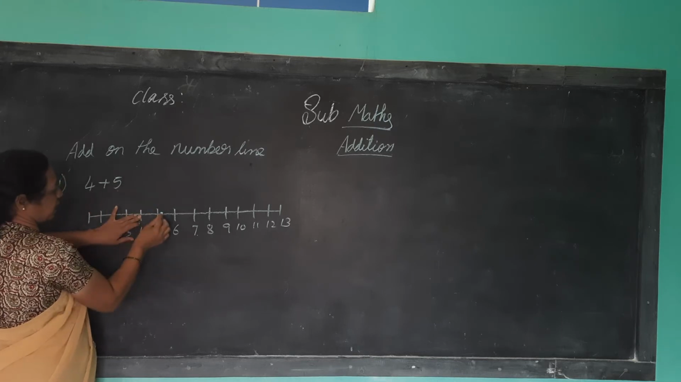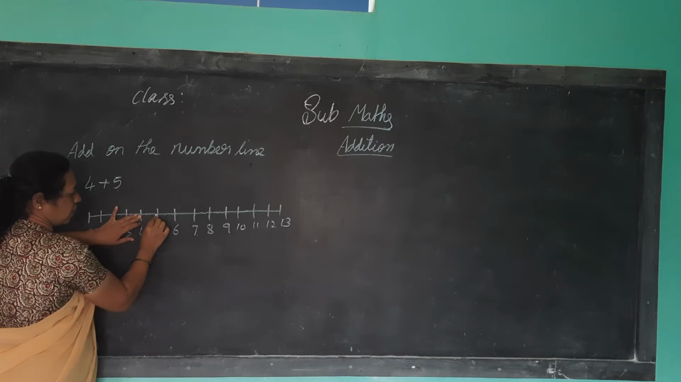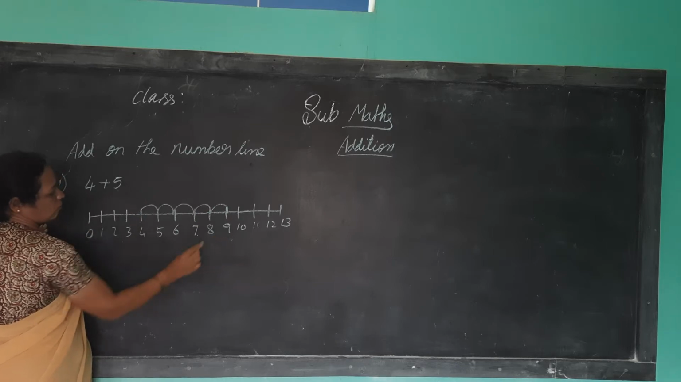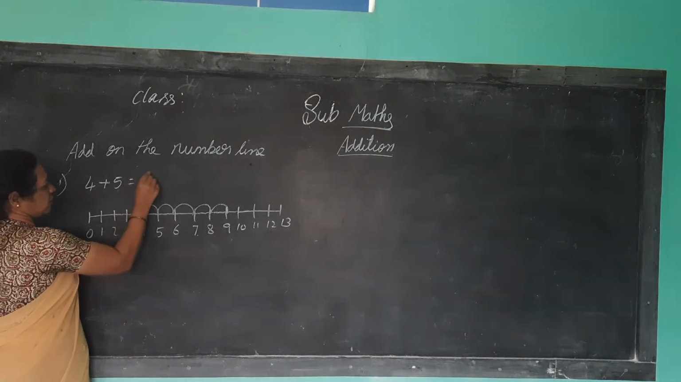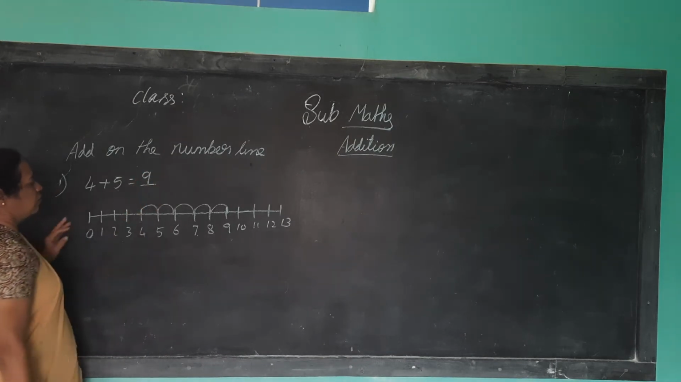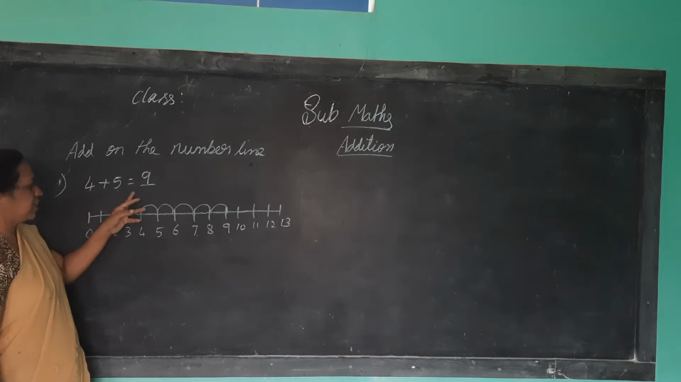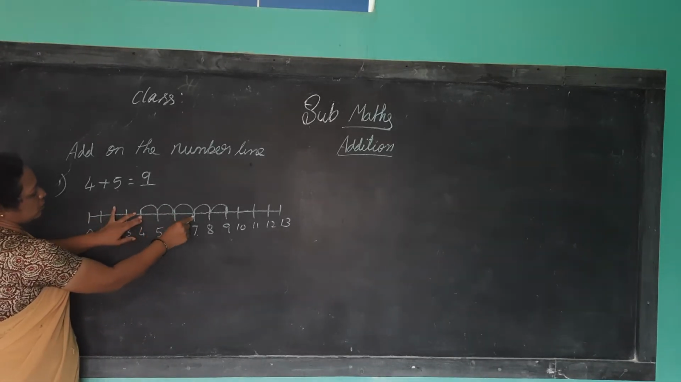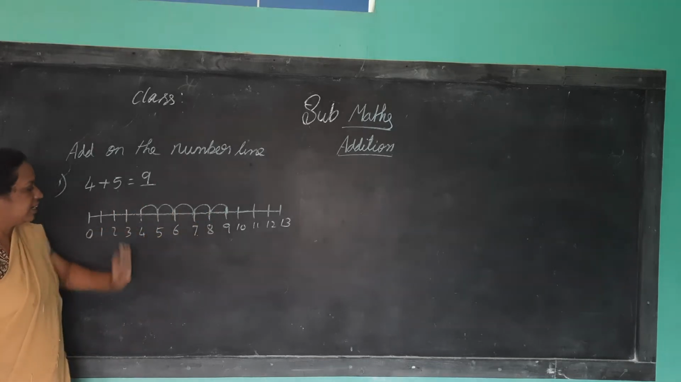4 plus 5 is how much? 1, 2, 3, 4, 5. How much, children? 4 plus 5 is 9. 4 plus 5 equals 9. See here, 4 plus 5, 1, 2, 3, 4, 5. Okay, 4 plus 5 is 9.